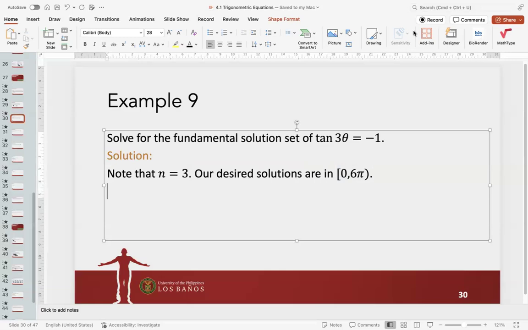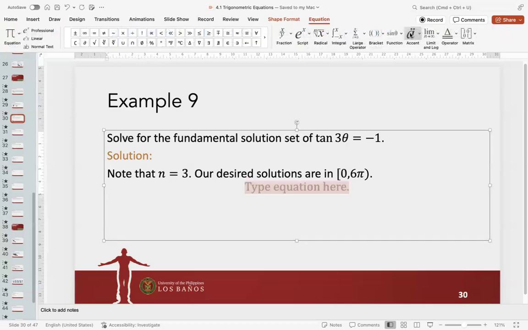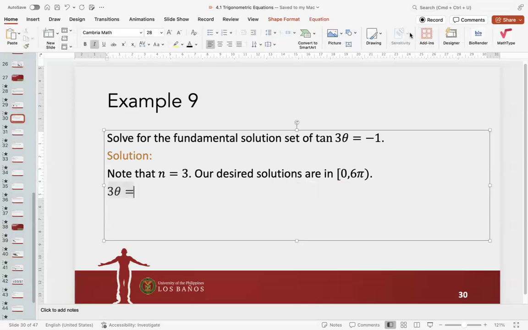And then from here, we just need to solve. I think this is very straightforward. So from here, we know that 3 theta must be equal to what? When is tangent equal to -1? Tangent is negative in the second and fourth quadrant. And we know that tangent is equal to 1 when our angle is pi over 4. But pi over 4 is a reference angle. It's in the first quadrant.